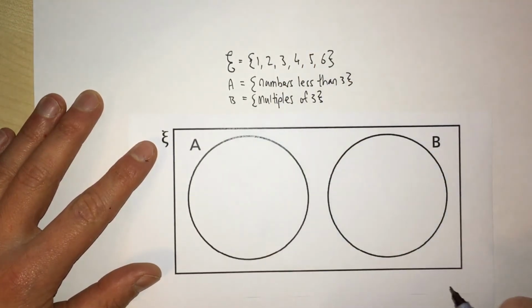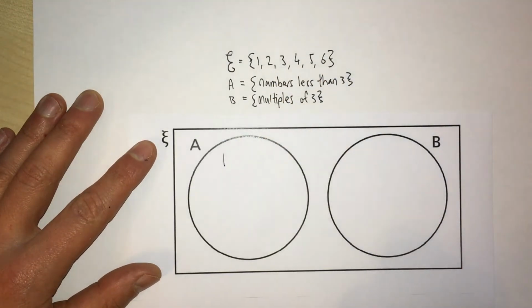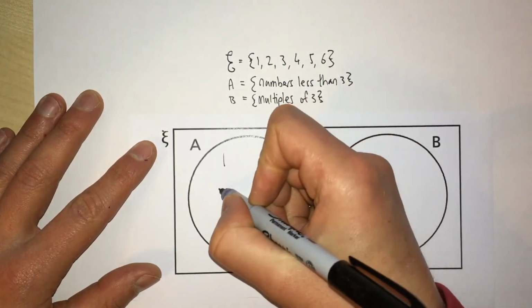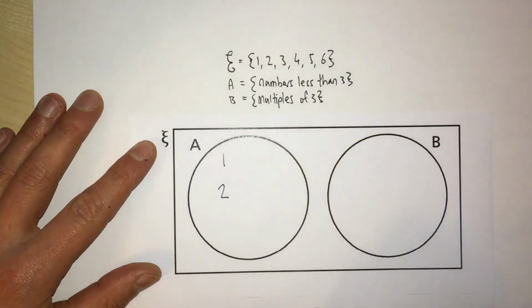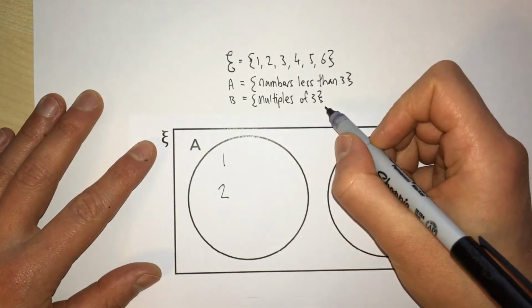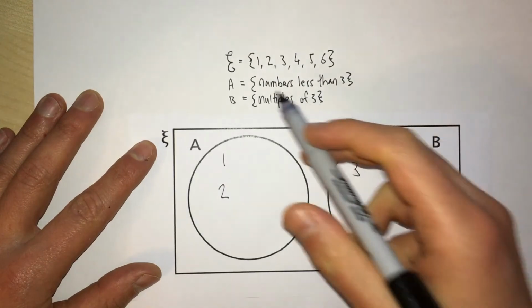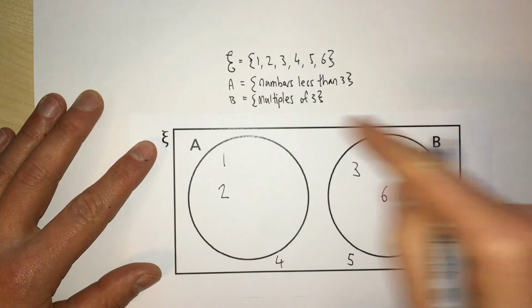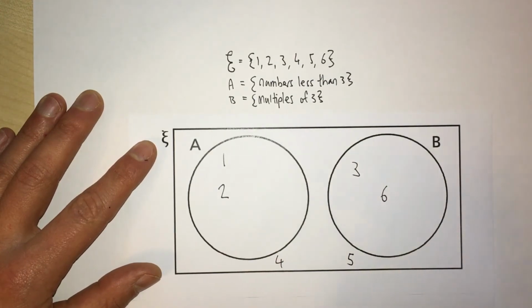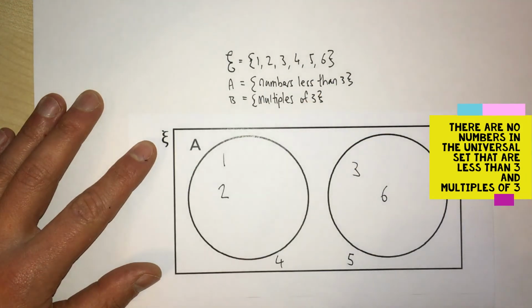Let's fill in the Venn diagram. 1 is less than 3. 2 is less than 3. 3, 4, 5, 6 are not less than 3. Let's look at the multiples of 3. We have 3. And we have 6 in the list. And then 4 and 5 don't fall into either set. So this is our Venn diagram. And there is no intersection. There are no numbers in this list that are less than 3 and multiples of 3.